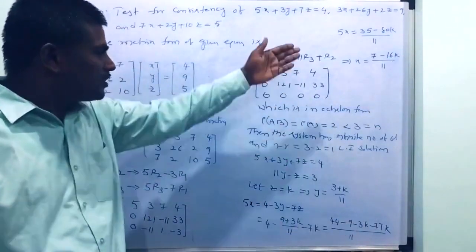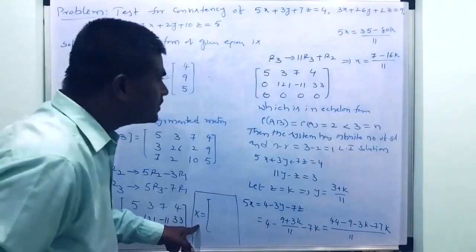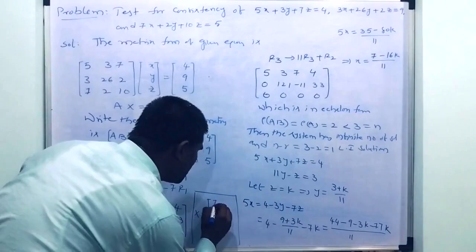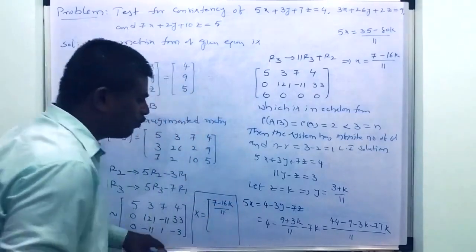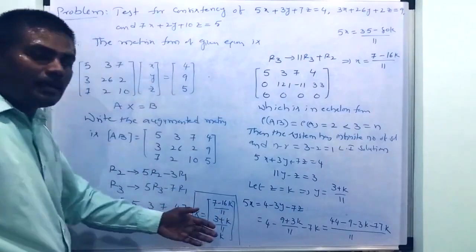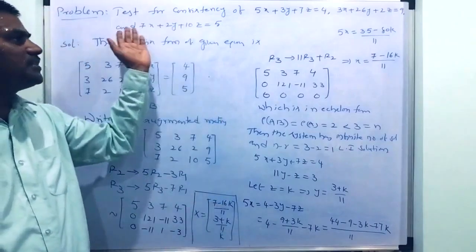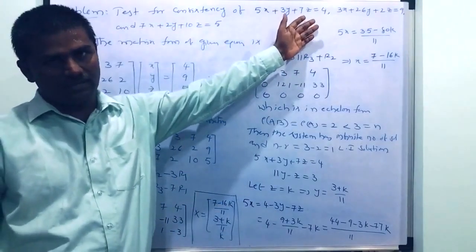So you found the values of x, y, z. Therefore, the solution is x is equal to 7 minus 16k by 11, y is (3 plus k) by 11, and z is k, where k is arbitrary. You can substitute any value of k which satisfies these equations.